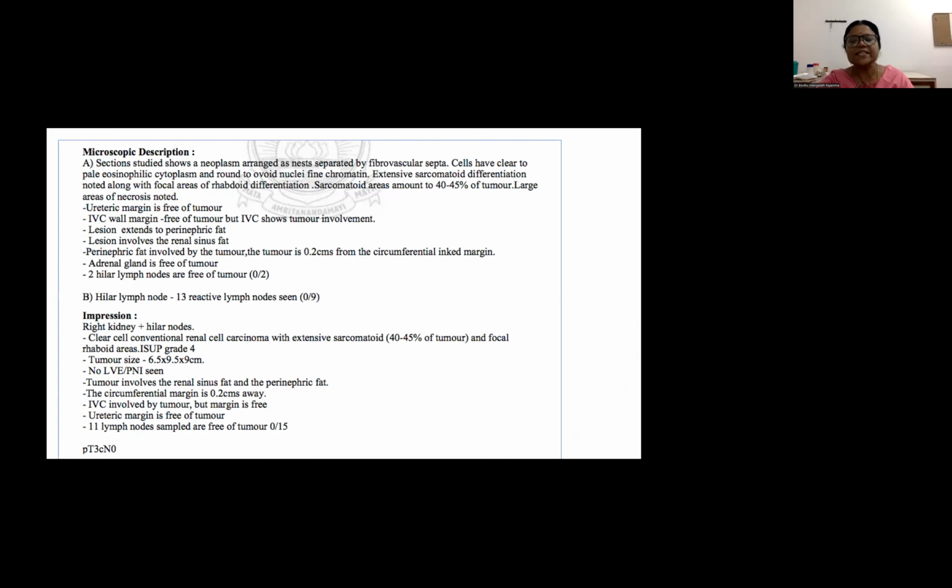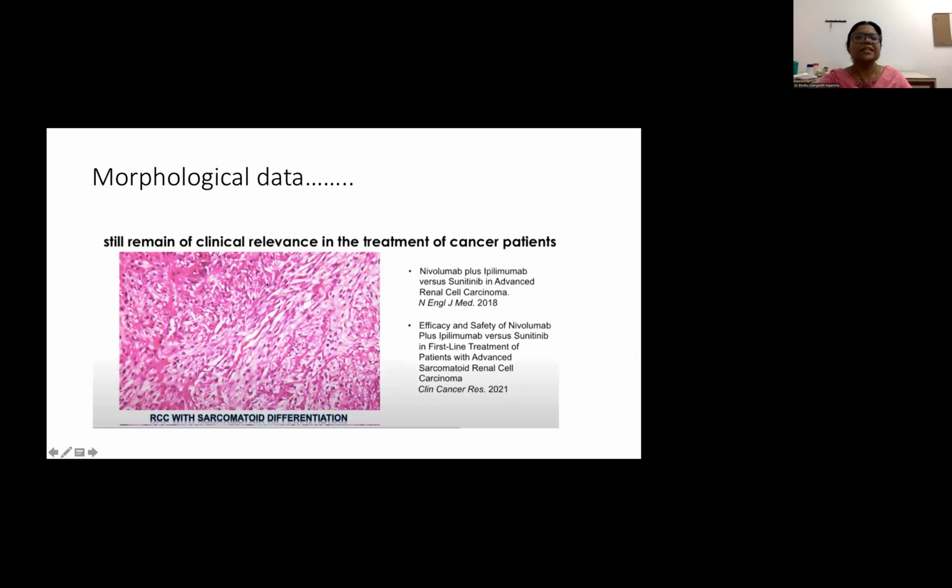sections. Why is it important? Why is a sarcomatoid change important in the management of the tumor? This is the explanation for that. Any tumor which shows a sarcomatoid change does not respond to the usual treatment, that is sunitinib. You may have to give other molecules so that the patient gets a benefit from it.